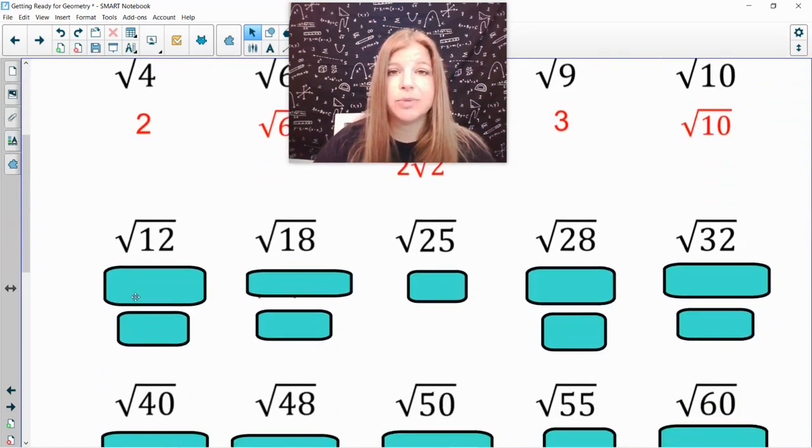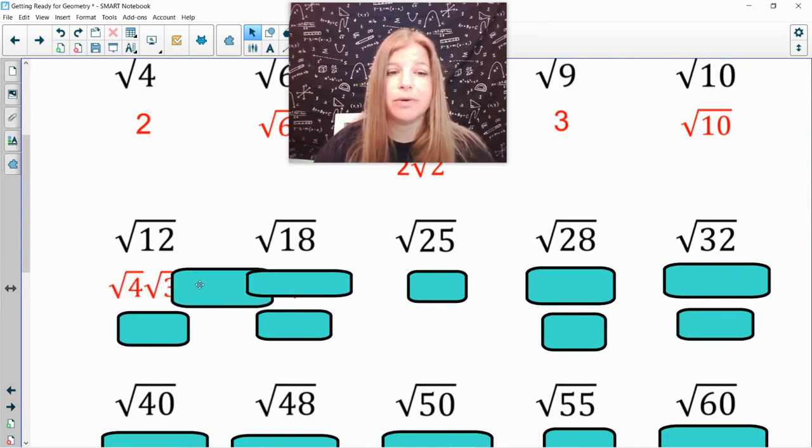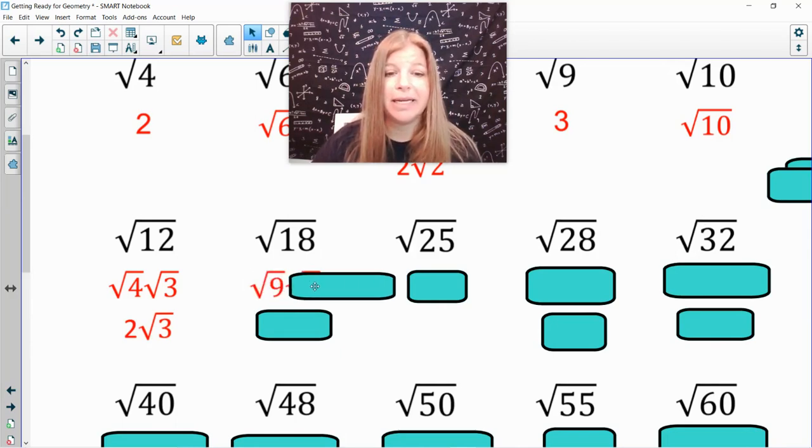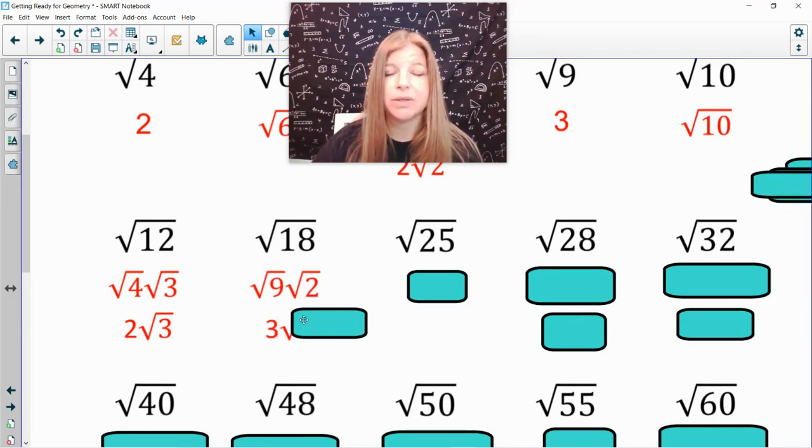Next set, radical 12. Biggest perfect square that goes into 12 is 4. So this would get rewritten as radical 4, radical 3. And then we know the square root of 4, it's 2. So this becomes 2 radical 3. 18, not a perfect square. Does 4 go into 18? No. 9? Yeah. It'd be radical 9 times radical 2. And then radical 9 is really just 3, and so my answer is 3 radical 2.